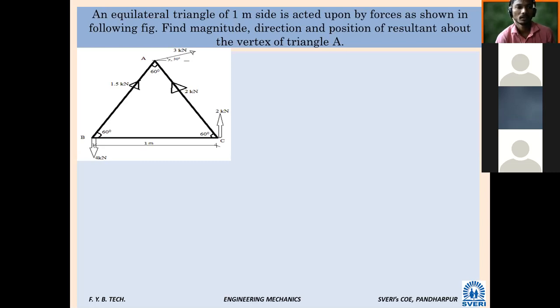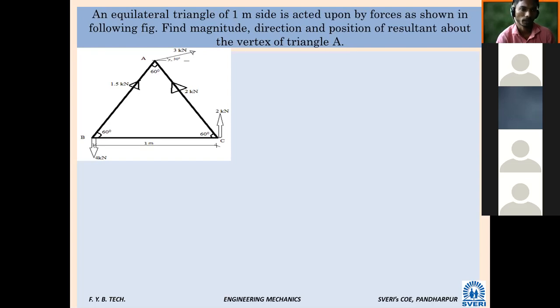Five forces, sir. Which are they? 1.5 kilonewton, 4 kilonewton, 2 kilonewton, again 2 kilonewton, and 3 kilonewton.